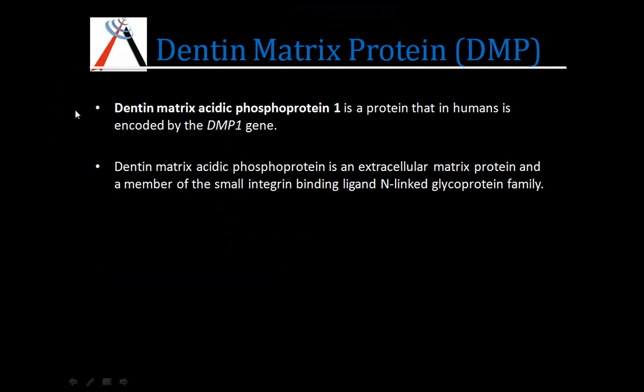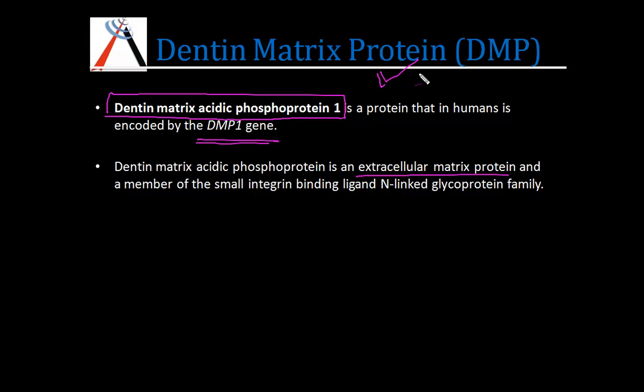The next important protein is the dentine matrix protein. The dentine matrix acidic phosphoprotein 1 is the full name, and it is encoded by the gene DMP1. This is an extracellular matrix protein and a member of the small integrin-binding ligand N-linked glycoprotein family. So like the protein earlier, that is the dentine sialophosphoprotein, this protein also comes under the group of non-collagenous glycoproteins or non-collagenous SIBLING proteins.